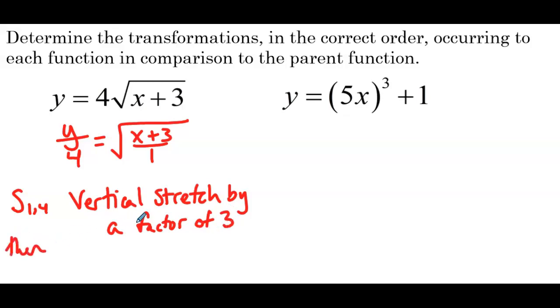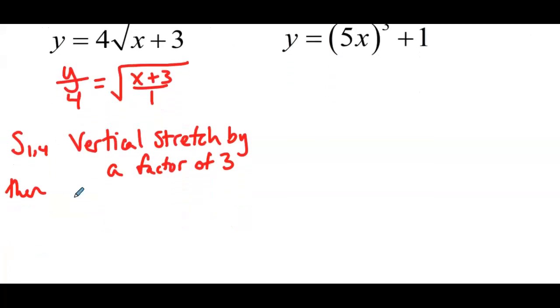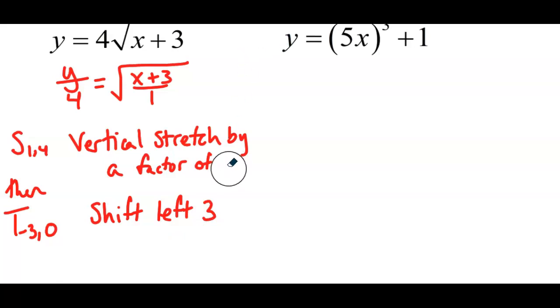Okay, and then we're going to follow it up with the translation. So look to the numerators. So we have x plus 3 in the function, which means that we're subtracting 3 from x. And we're not adding or subtracting anything from y, so 0. So what does that mean? That means we're then following it up with a shift left 3. And whoops, vertical stretch by a factor of 4, not 3. Mixed up my numbers there. Glad I caught that.